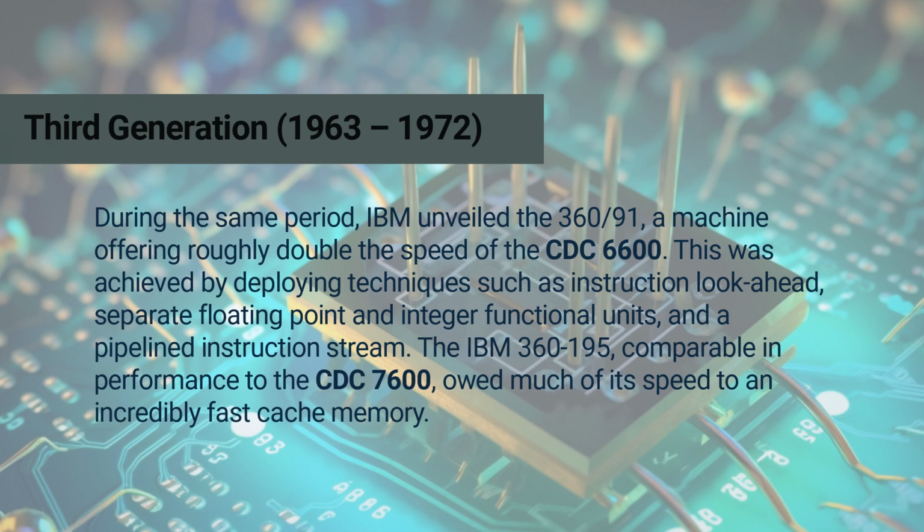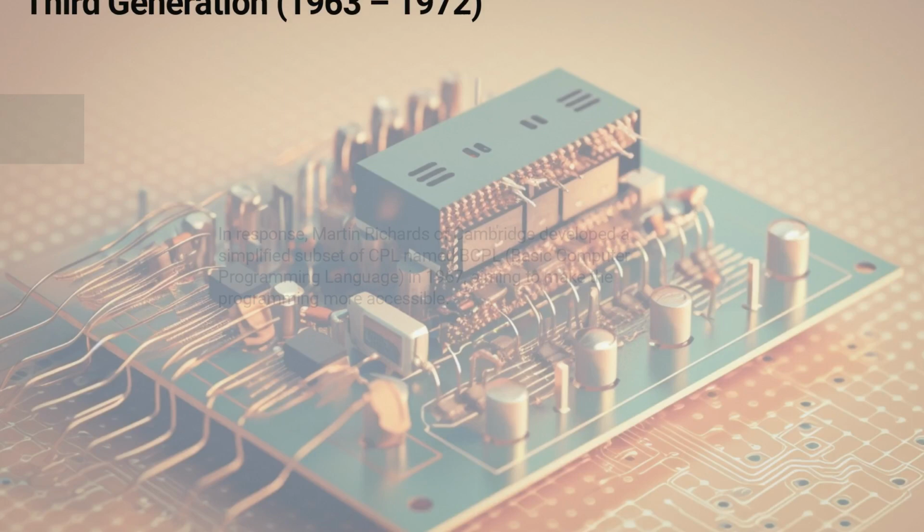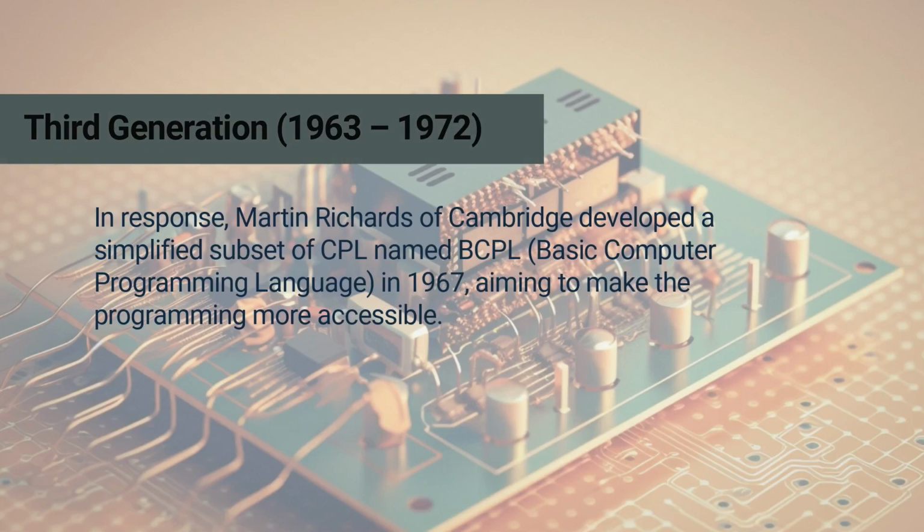On the software front, Cambridge and the University of London collaborated to develop CPL, Combined Programming Language, in 1963. While this language aimed to capture the critical elements of the intricate ALGOL, it ended up being a complex language with a steep learning curve. In response, Martin Richards of Cambridge developed a simplified subset of CPL named BCPL, Basic Computer Programming Language, in 1967, aiming to make programming more accessible.